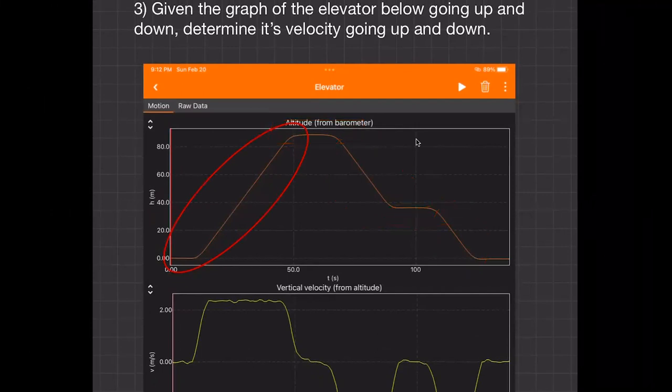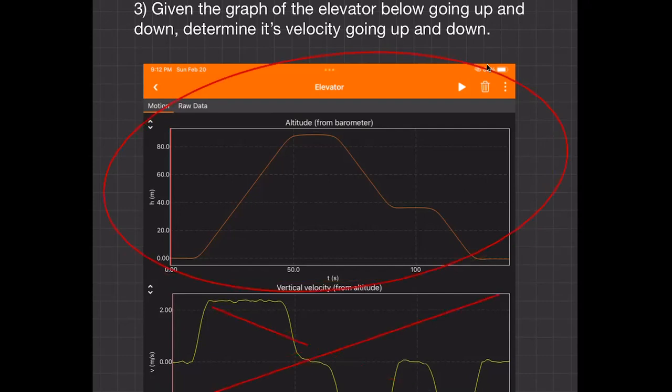But in this problem, the question is: given the graph of the elevator below, going up and down, determine its velocity going up and down. So how do we determine the velocity? Let's say you are given only this graph. Let's not bother about this yet. Let's just look at the position time graph, or the height or the altitude.